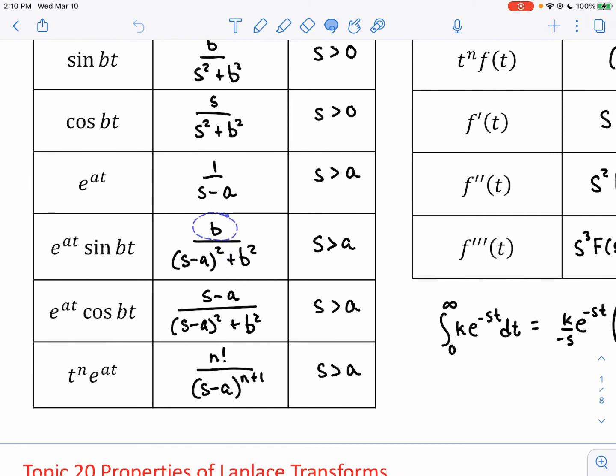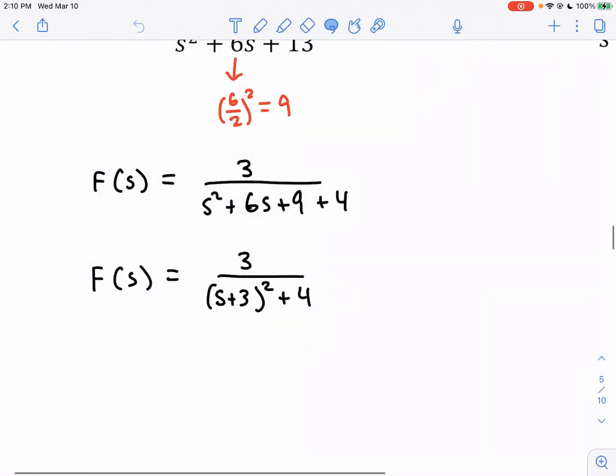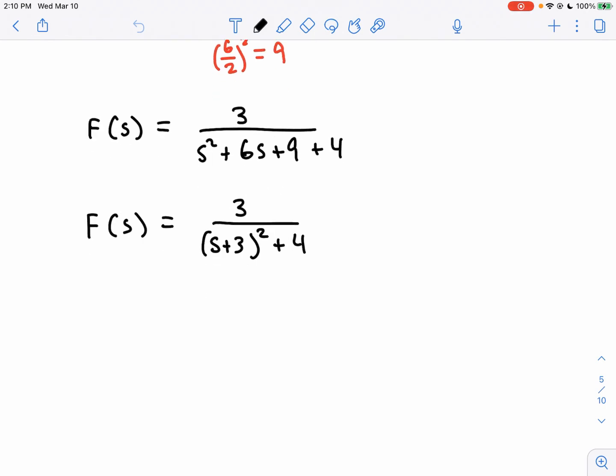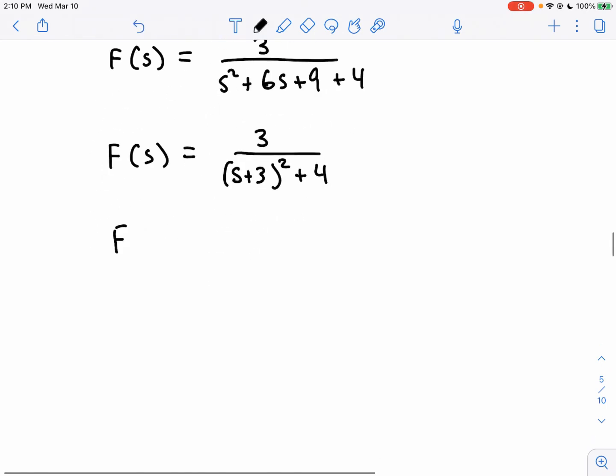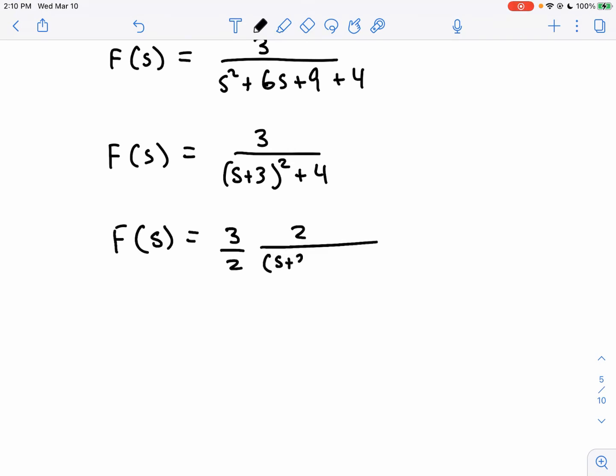So I need a 2 up here. And currently there's a 3. So I have to do a little bit of manipulation. And the fact that there's a 4 there means I must have a 2 up here, not a 3. So the next step would be, of course, to factor the 3 to the front, put a 2 up there, counter it with a 1/2, and then we have this fraction, (s plus 3) squared plus 4.